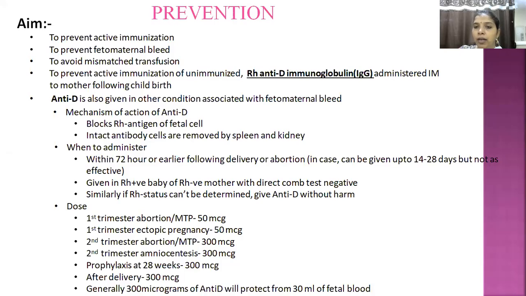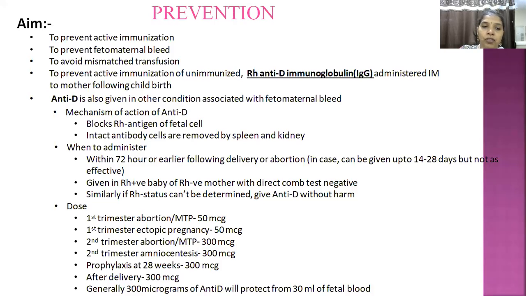It can be given up to 2 to 4 weeks, but it is not as effective as when given within 3 days of delivery. It is given to an Rh positive baby of an Rh negative mother with a direct Coombs test negative. Similarly, if the Rh status cannot be determined, there is no harm in giving anti-D.